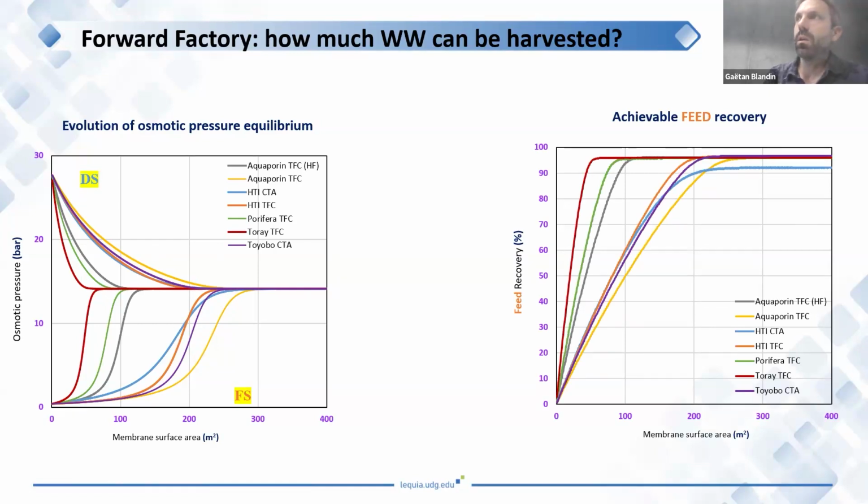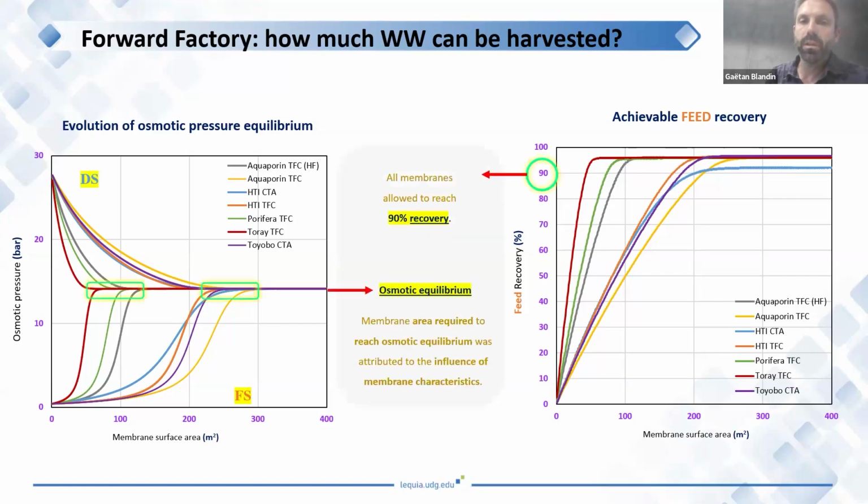Like the actual water reuse plants, they normally operate at around 80, 90% maximum. But thanks to the osmotic pressure of the seawater, we can really extract quite a big amount of the water from the wastewater. So 90% recovery is possible, and then you can reach the osmotic equilibrium. This is the maximum you can extract. Of course, we will always more or less reach the same level of osmotic equilibrium, but the only difference, depending on the membranes, is the time, and therefore the flux and the membrane surface area you will need to reach that.